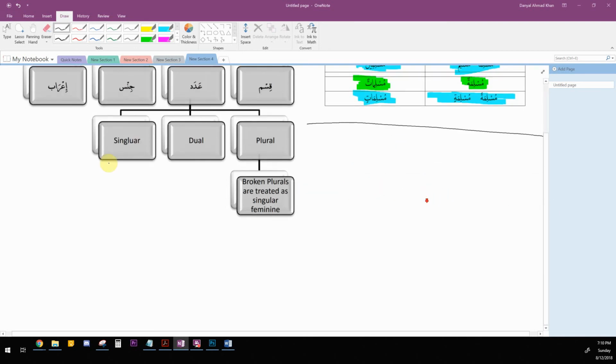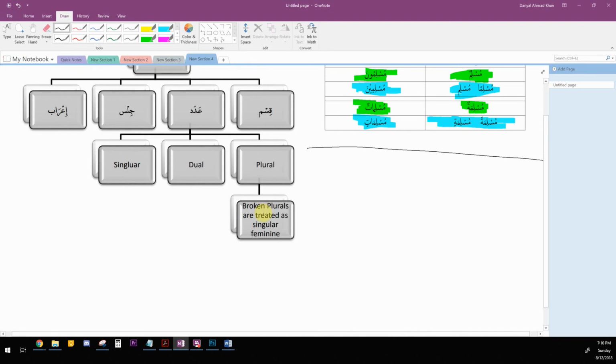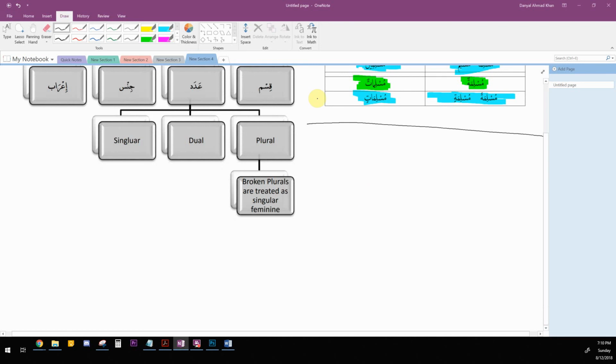Okay, how about broken plurals? This gets a little bit messy, but it's not hard to teach, it's just hard to get used to, in the sense that broken plurals are literally how you hear them. So you have to just figure out what they are, what they mean, and how they're formed.